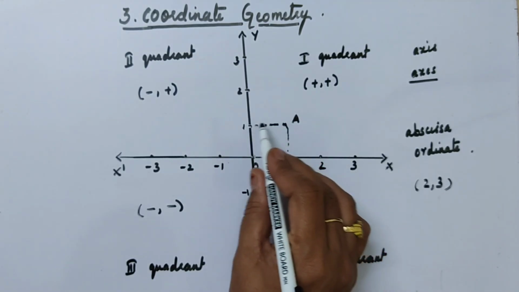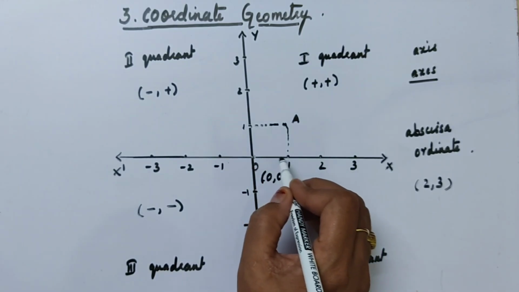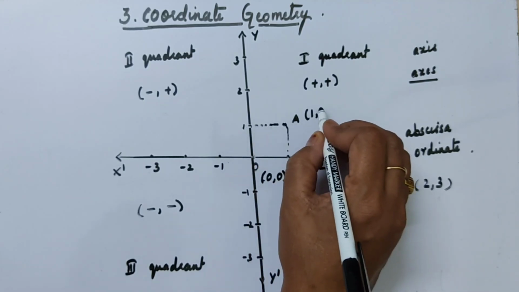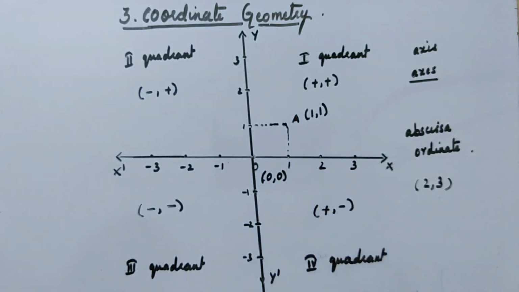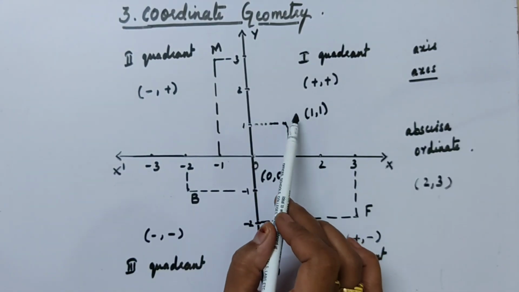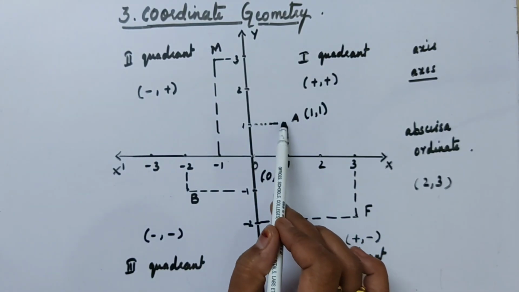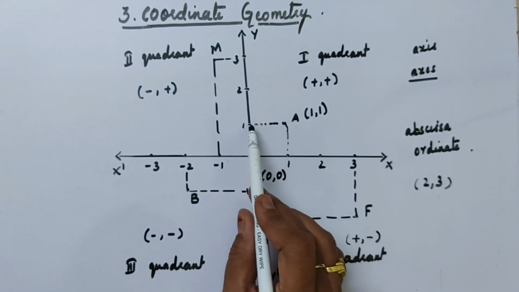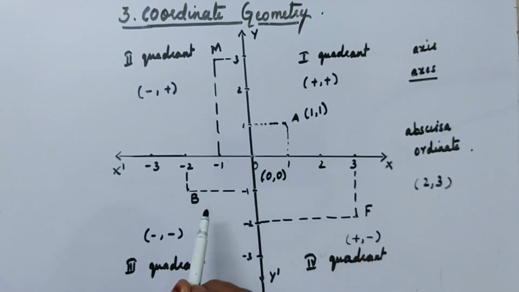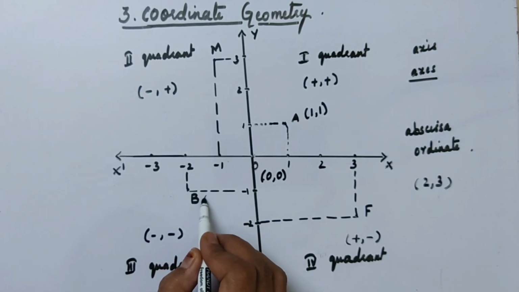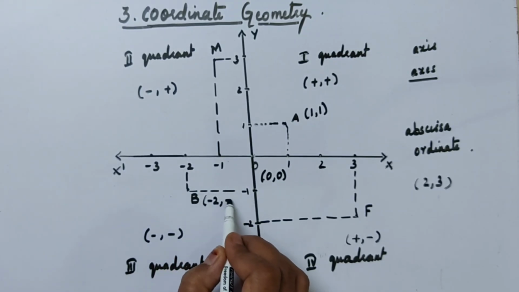Now what are the coordinates of A? You can see first we will take the x-axis. The x value is 1 and the y value is also 1. Okay students, now we have marked A, so the coordinates of A are (1, 1). First we have to start with x, then y. Now what are the coordinates of B? First we'll start with x. x is -2, y is -1.